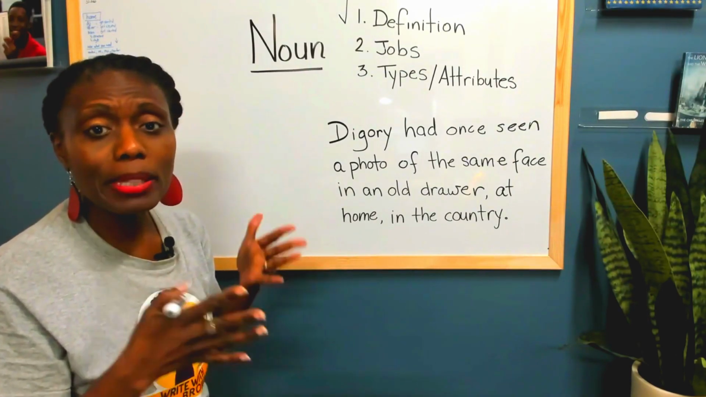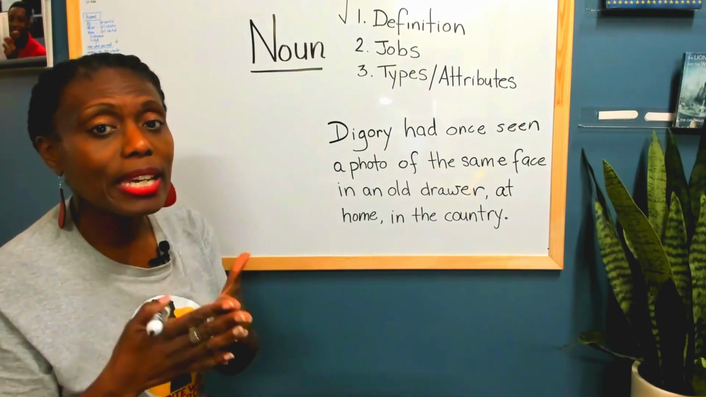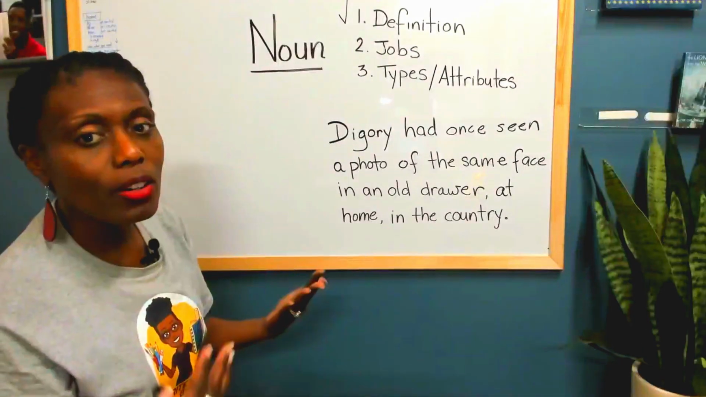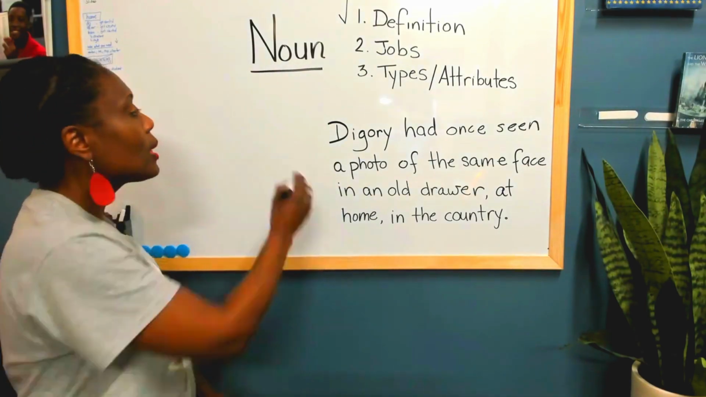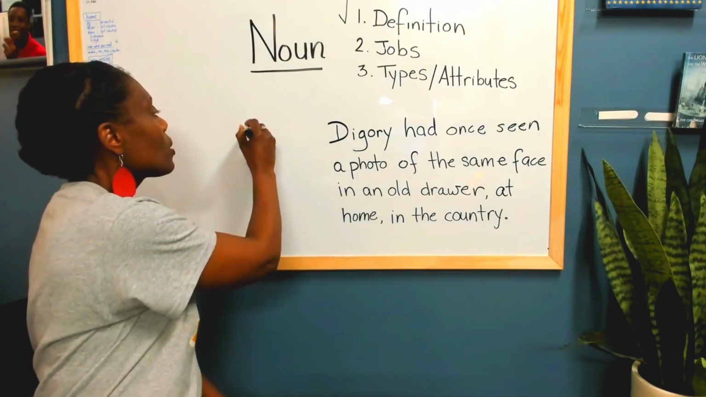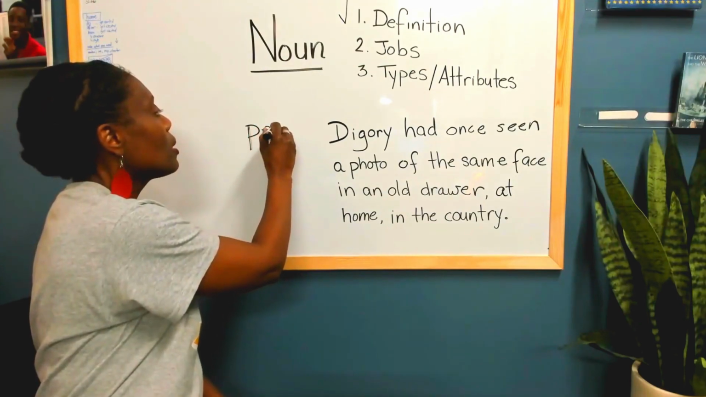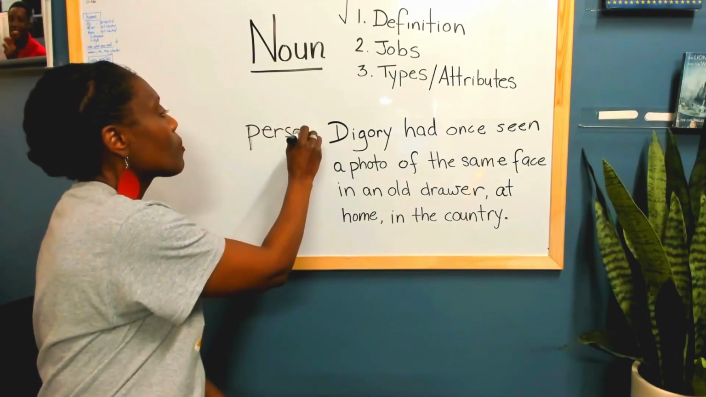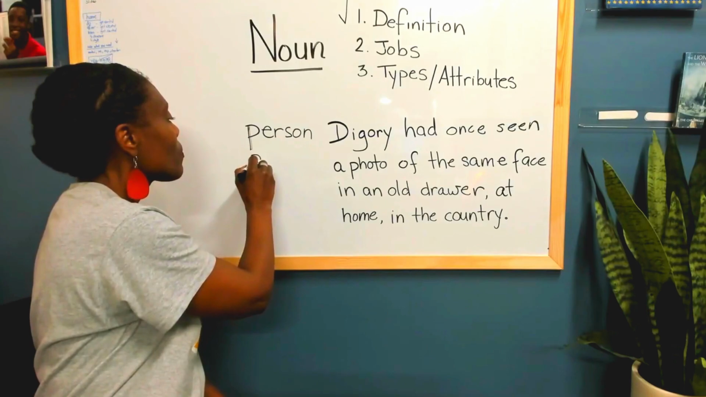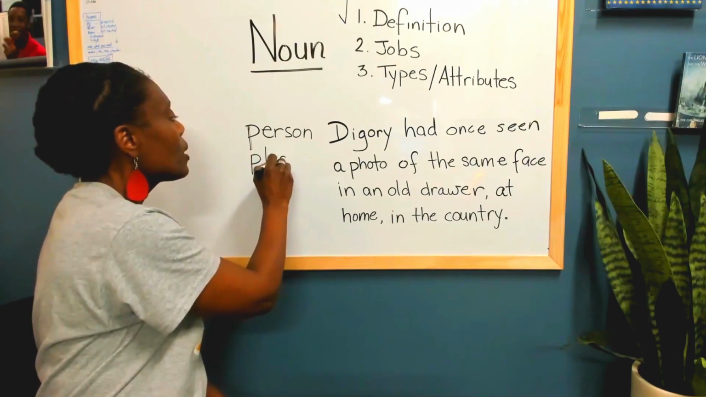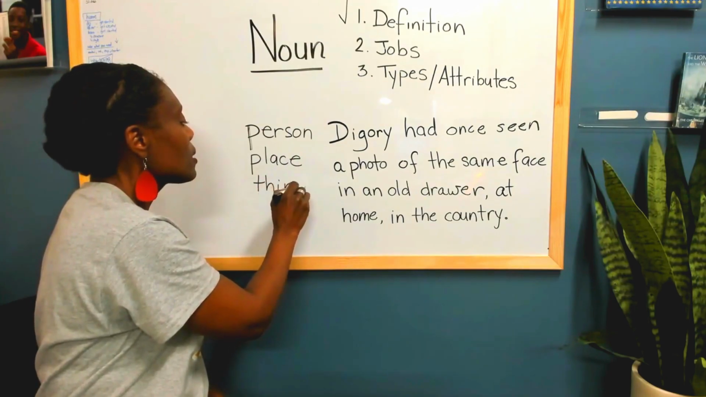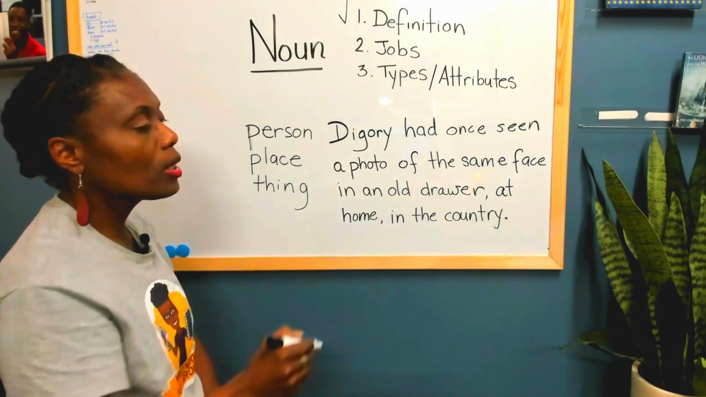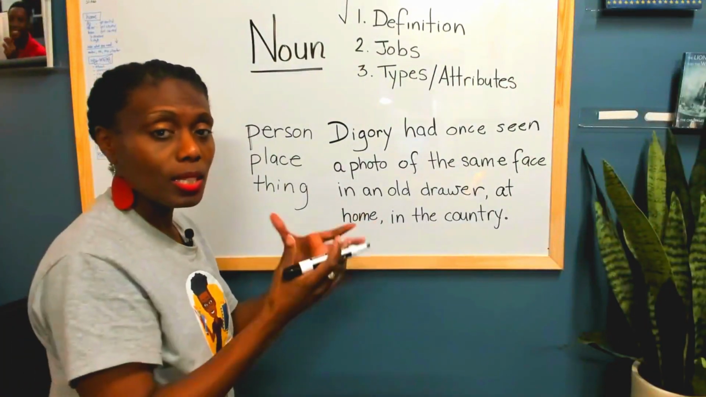Let's talk about the definition of a noun. Now, most of us are familiar with hearing that a noun is a person. Go ahead and write that on your piece of paper. Place or thing.